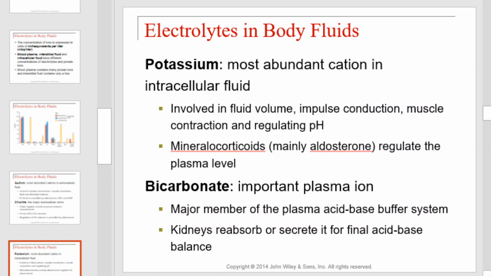Bicarbonate is an important plasma ion. It's a major member of the plasma acid-base buffering system. Kidneys reabsorb or secrete it for a final acid-base balance.